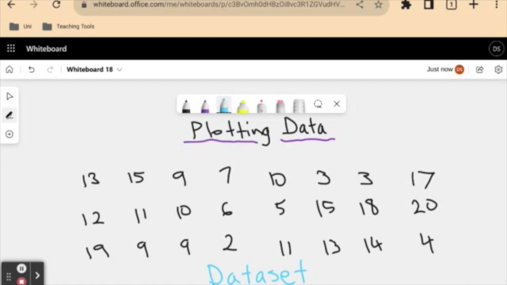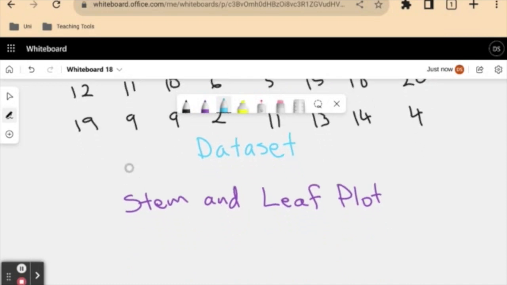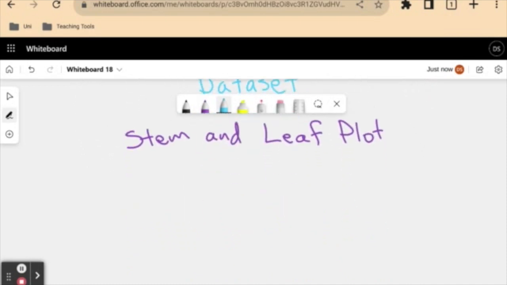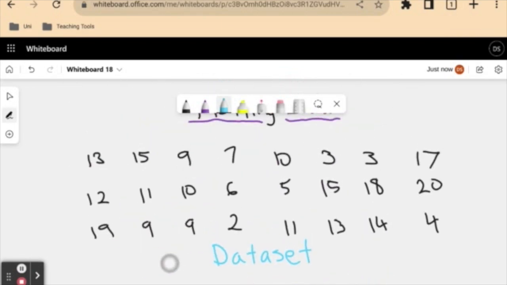So here we're going to look at our first data plot, the first graphing or visual technique for making sense of this data. And that is what we call a stem and leaf plot. So when we look at data, let me go back up here.